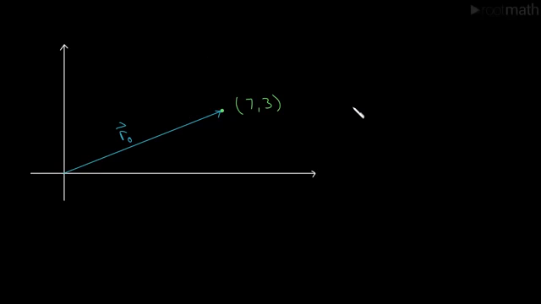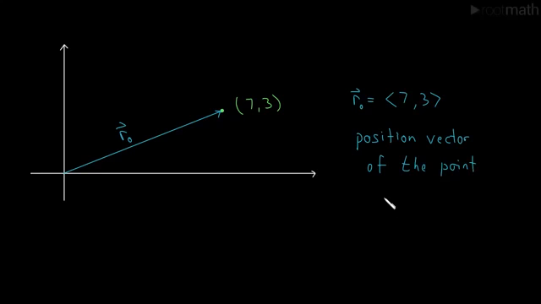But now the vector r0 has the components. The x component is 7 and the y component is 3. And this is what we call the position vector of the point 7, 3.